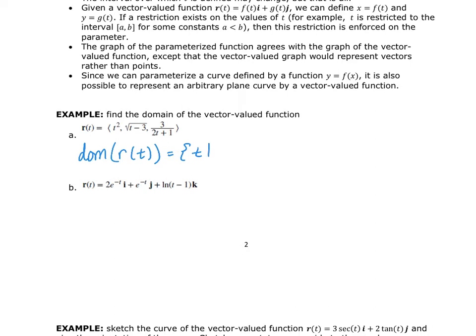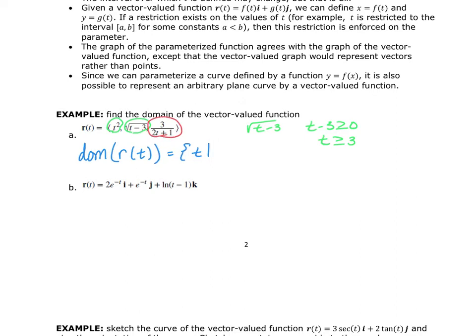And now let's talk about t. Well, this part doesn't have any restrictions. This one does. We know the square root of t minus 3. We have to ensure that t minus 3 is greater than or equal to 0. That has to hold true, or otherwise we're in the land of complex, and we'd prefer not to be there. So we get t is greater than or equal to 3. So that's the first part.